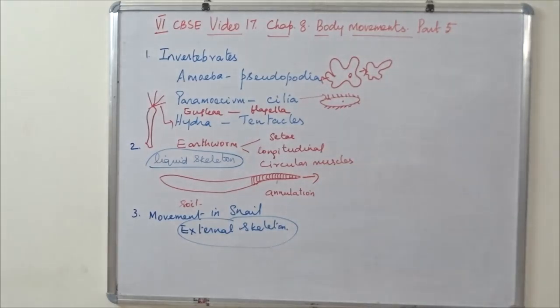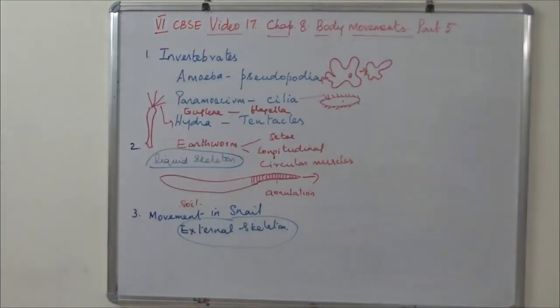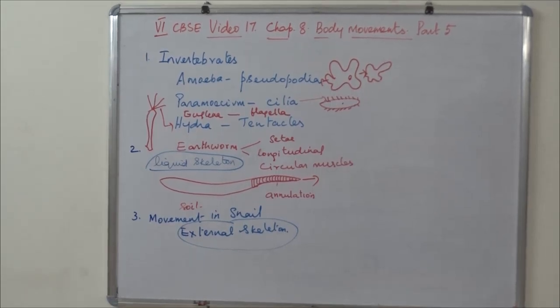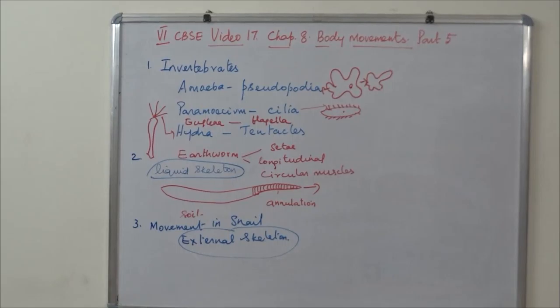Just recollect the point. What is external skeleton? What is liquid skeleton? You should know. I hope you understand. The diagram is clear, so understand it.